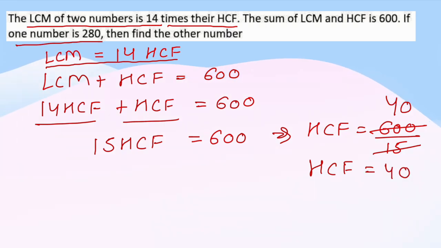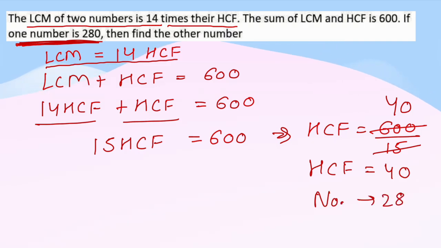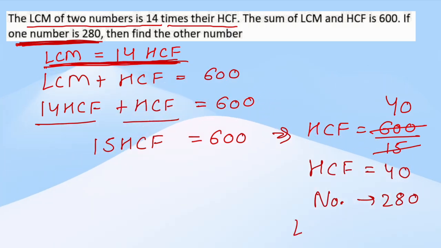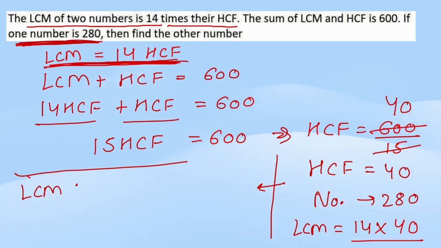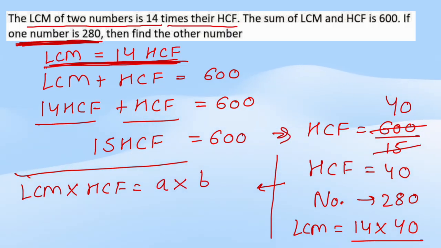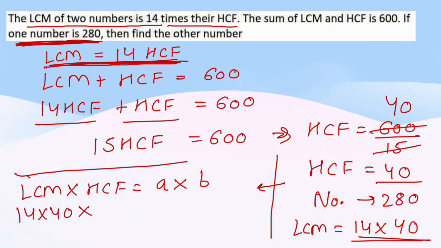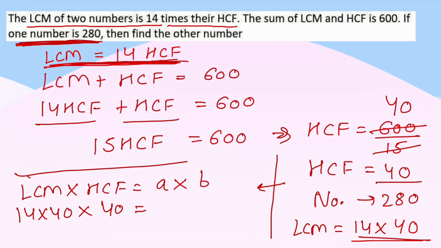One of the given numbers is 280. One more thing I can find from here is the LCM. LCM is 14 times HCF, so my LCM is 14 into 40, right? I have to find the other number. What I have learned now is that LCM into HCF is equal to the product of the numbers. Let the numbers be A and B. LCM is 14 into 40, HCF is 40, and one number is given as 280, times the other number.